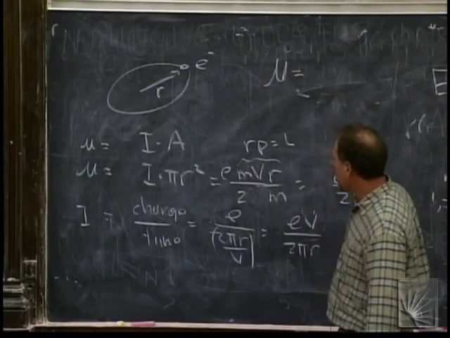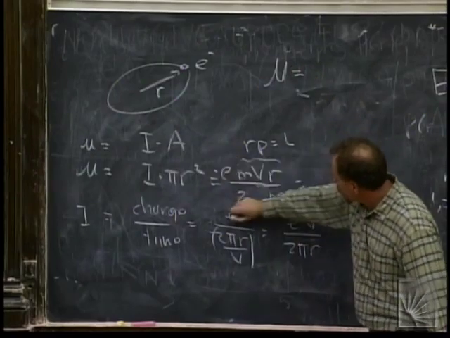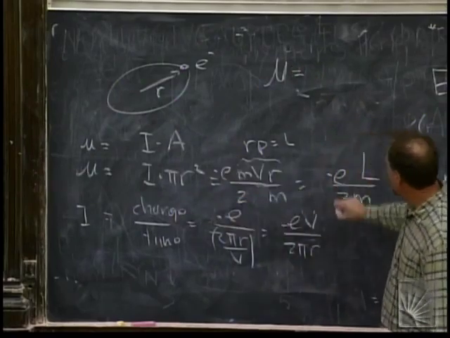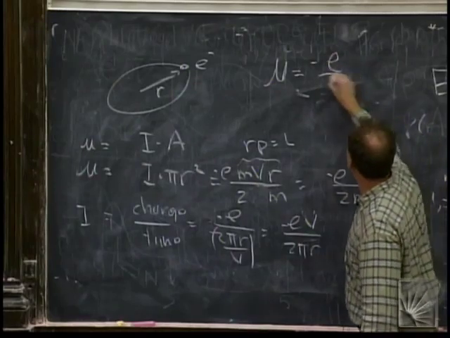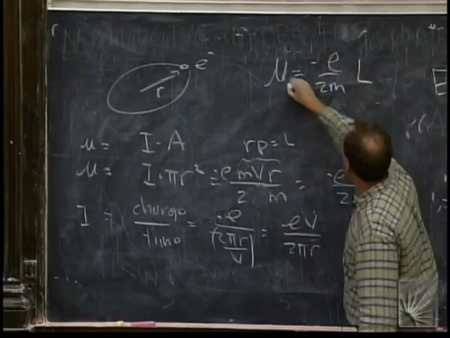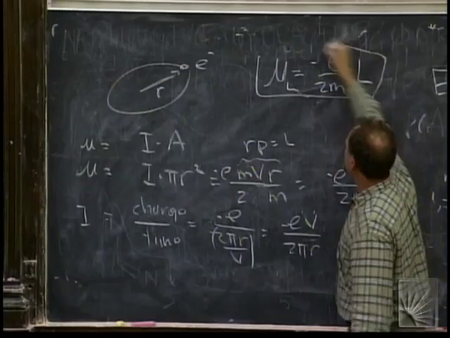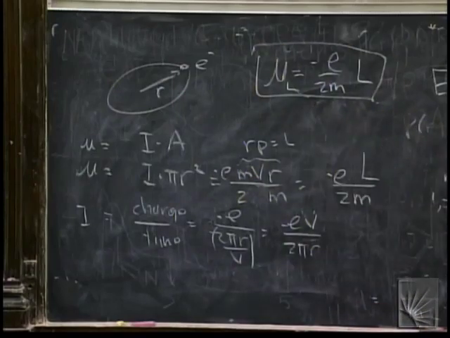Mu. Now, if this is an electron, the charge is negative. Minus e over 2m times L. So we put a little subscript on the magnetic moment.